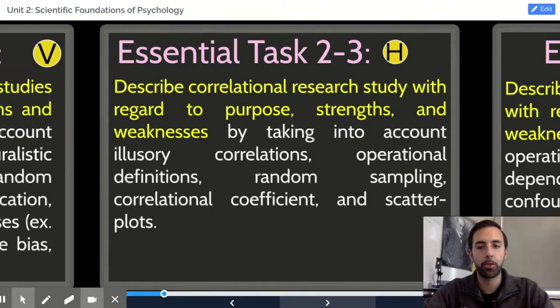In Essential Task 2.3, we are going to continue talking about different forms of research and specifically talk about what's called correlational research. Similar to what we did with descriptive research, we're going to be talking about the purposes, the strengths, and of course, the weaknesses of correlational research.